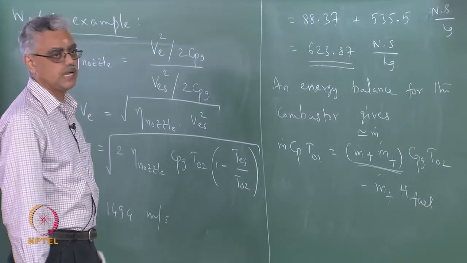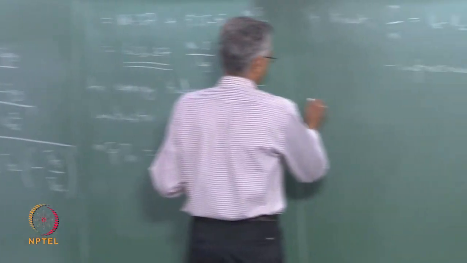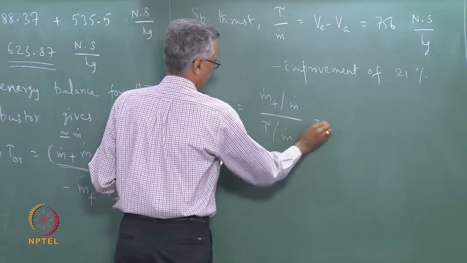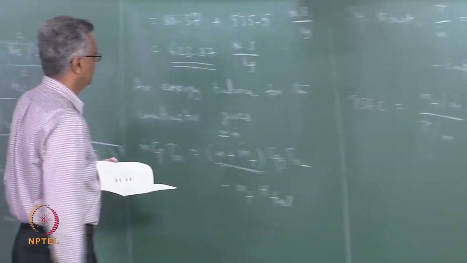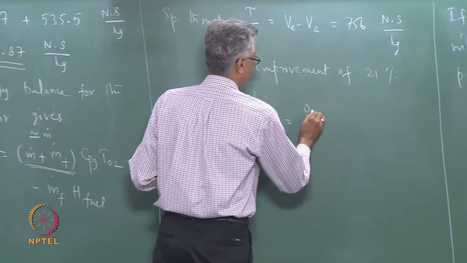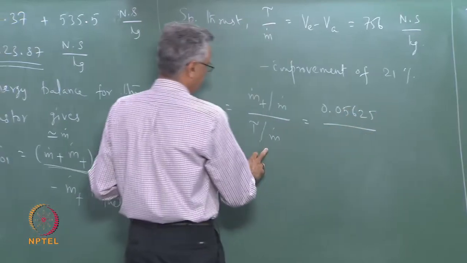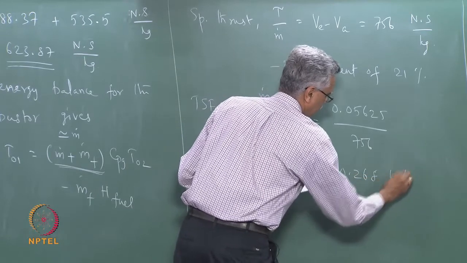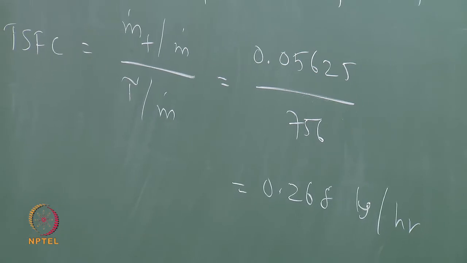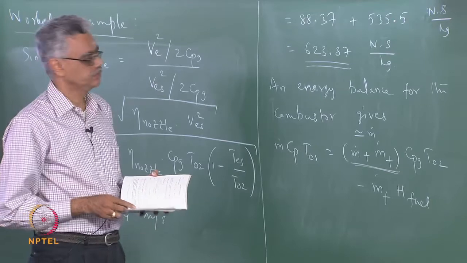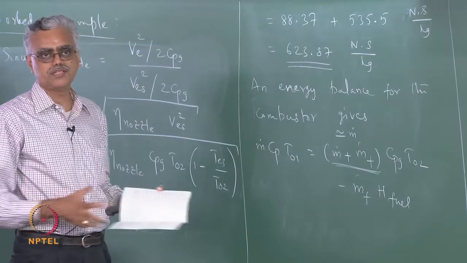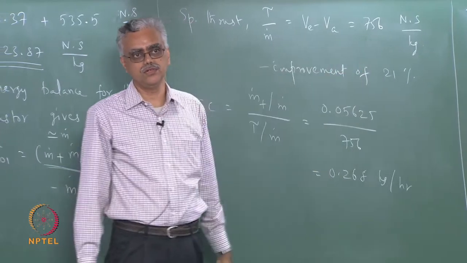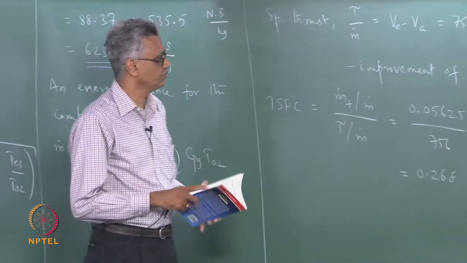And TSFC will change for this case. Absolute fuel flow rate will not change, but TSFC will change for this case. So TSFC is equal to MF dot divided by M dot, which remains the same, divided by T over M dot, which has changed now. So MF dot over M dot is the same as before. So that is 0.05625 divided by T over M dot, now has become 756. So this comes out to be 0.268 kg per hour compared to 0.325 before. So obviously this is better, because for burning the same amount of fuel, I am now getting higher specific thrust. So definitely using a convergent divergent nozzle in this case is better. Any questions?